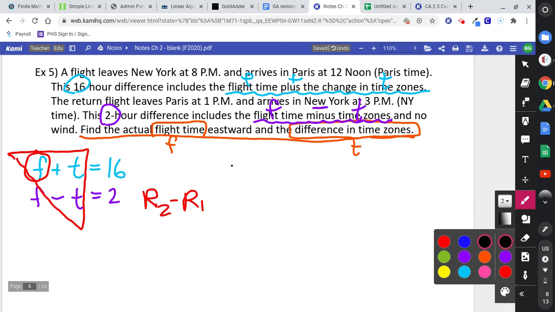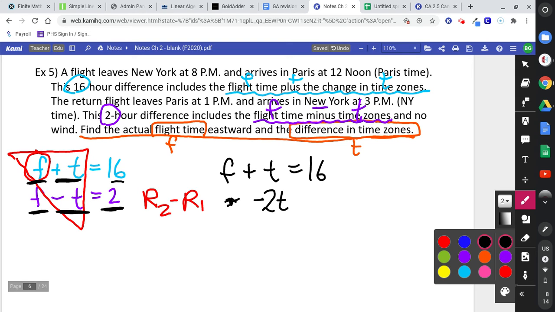The top row doesn't need to change at all. F plus T equals 16. But the bottom row, I'm going to apply my rule. Row 2 minus row 1, that's 0. I'm going to leave it blank there and go right there. Okay. Row 2 is negative T minus row 1. That's going to be negative 2T. And row 2 is 2 minus 16. 2 minus 16 is negative 14.